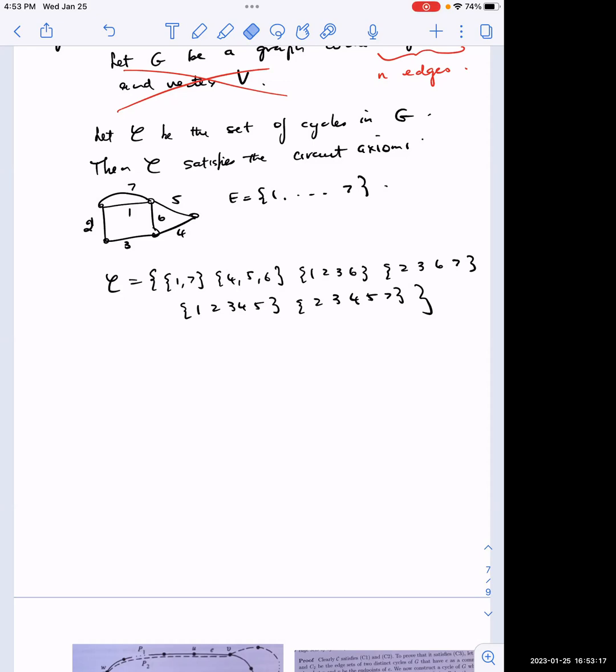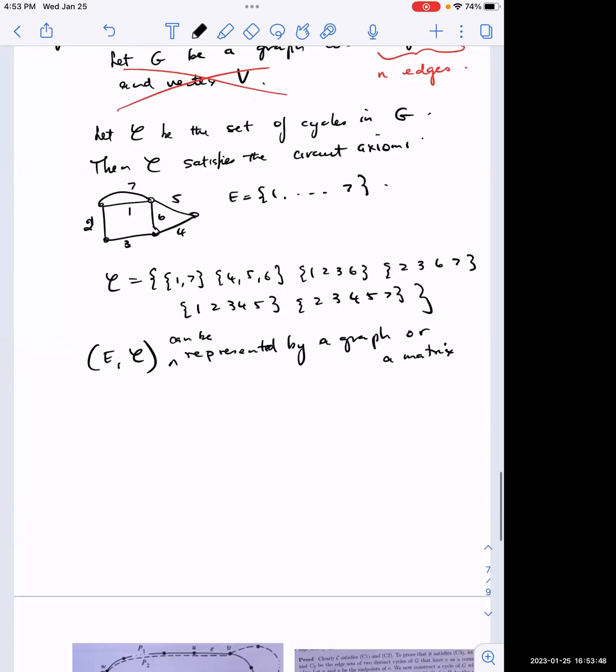So from a matroid perspective, this matroid here, EC, can be represented by a graph or a matrix. And it's the same thing. It's just two different ways of sort of visualizing the set system. And now think about the cycles.